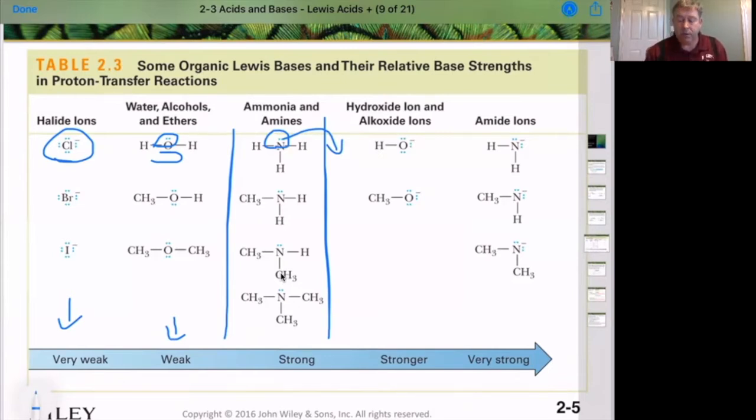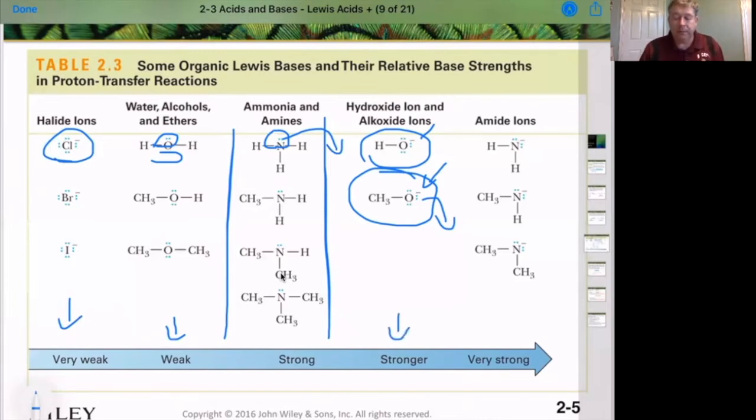The next stronger here is ones with the oxygen where we already have the lone pair. Now that we have the lone pair and a negative charge, once we do donate that electron pair to form that new bond, we have a neutral species produced, which makes it an even stronger Lewis base.